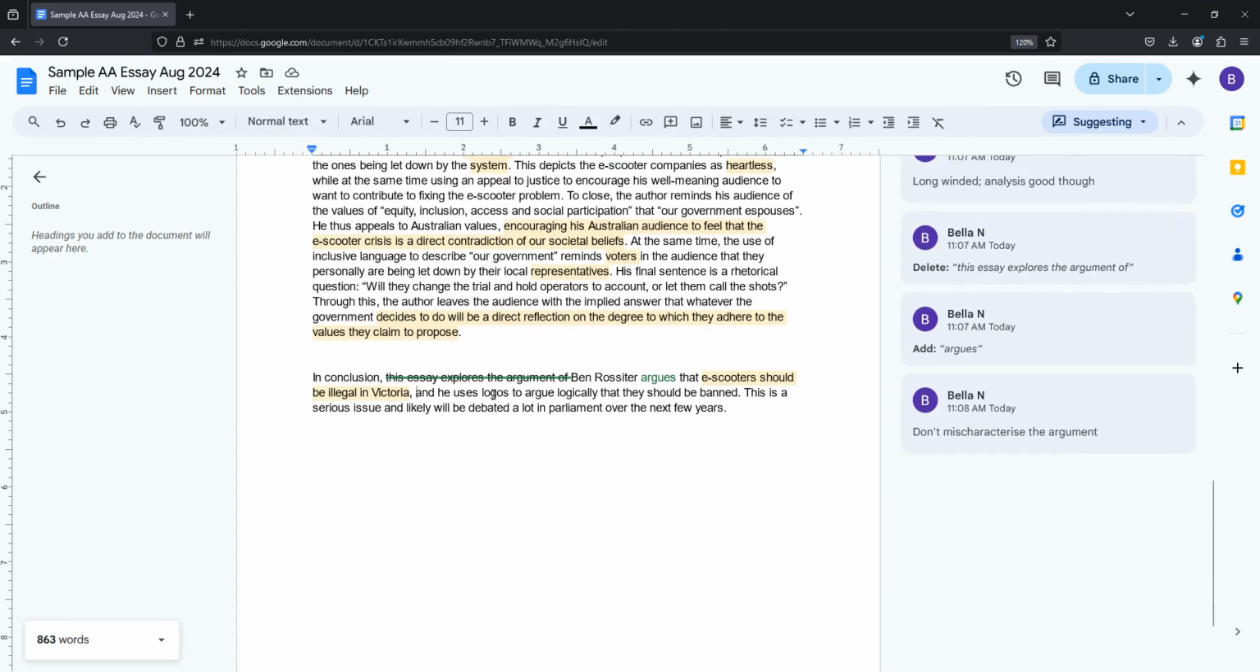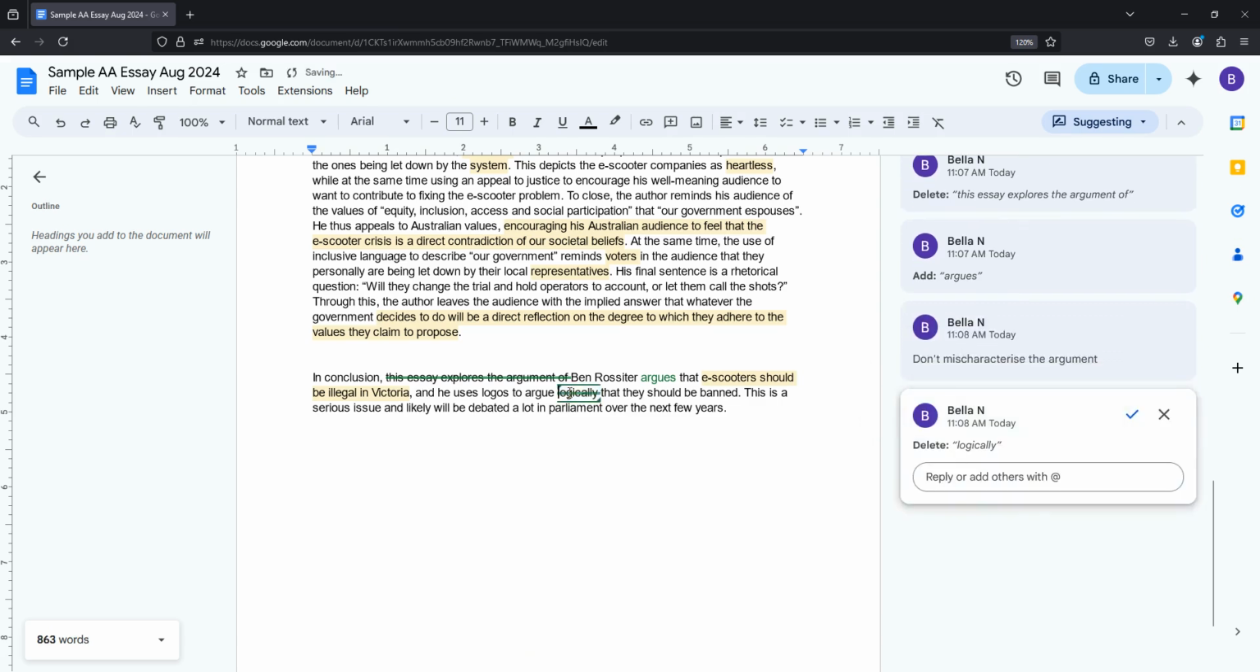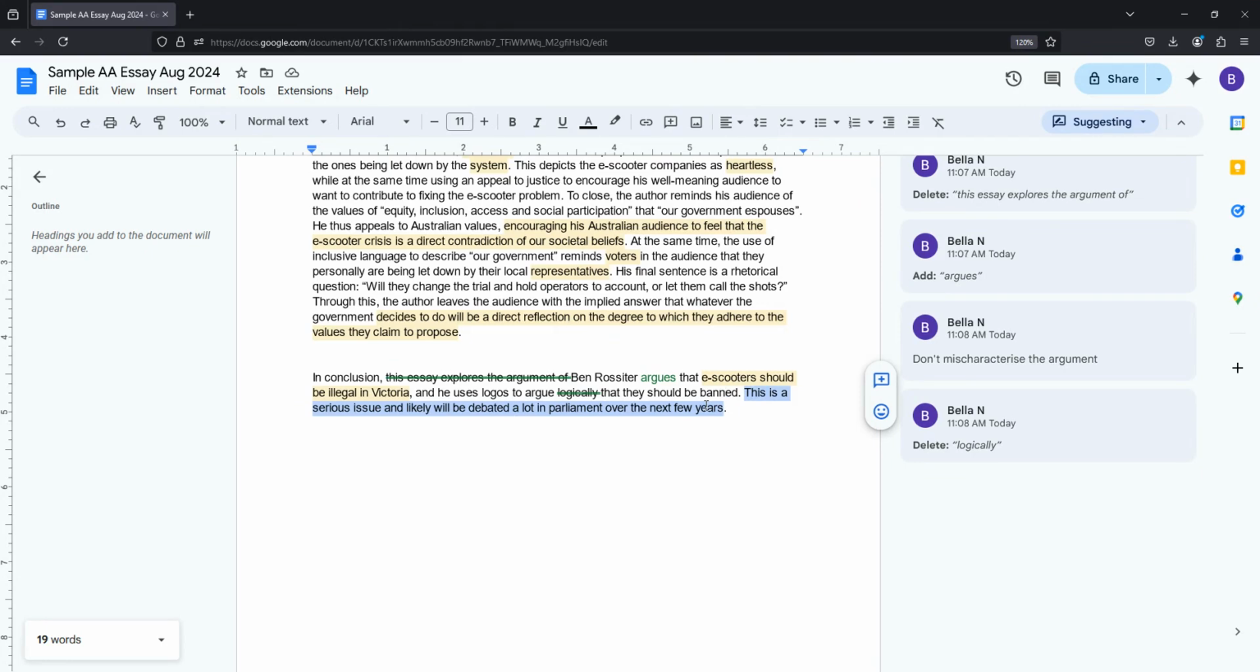And he uses logos to argue logically, which is tautological, so we'll take that out. Tautology is when you add in extra words that say what's already been said. Okay, this is a serious issue and will likely be debated a lot in Parliament over the next few years. Probably don't really need this, could be cut. For the structure of conclusions, there's a couple of other things you could add in. We won't go through it here, but I think there's probably another video on it somewhere. By and large, I think this piece would be strengthened if they mentioned a couple of other argument styles the author relies on, and then the key takeaway that the audience might be left with. Something like that would probably work a bit better.